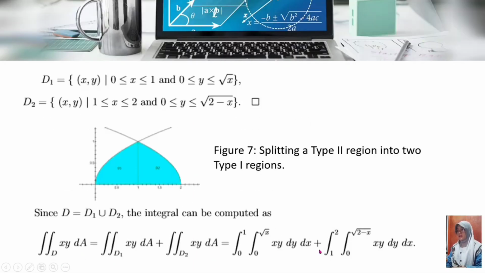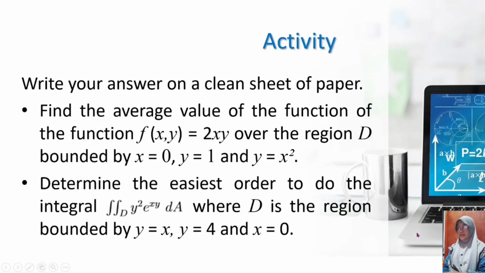So that's it. Now we have the activity. For your activity, write your answer on a clean sheet of paper. First, find the average value of the function f of x, y equal to 2xy over the region D bounded by x is equal to 0, y is equal to 1, and y is equal to x squared.